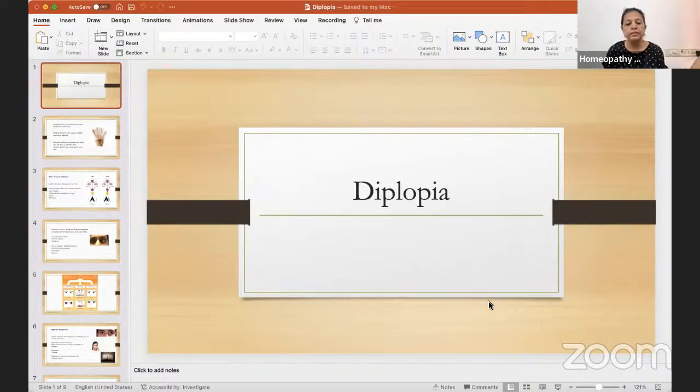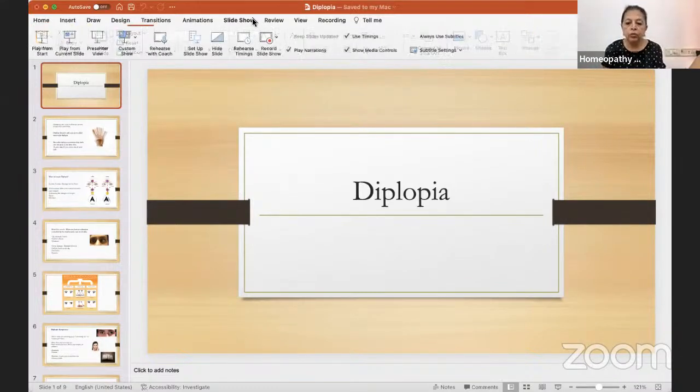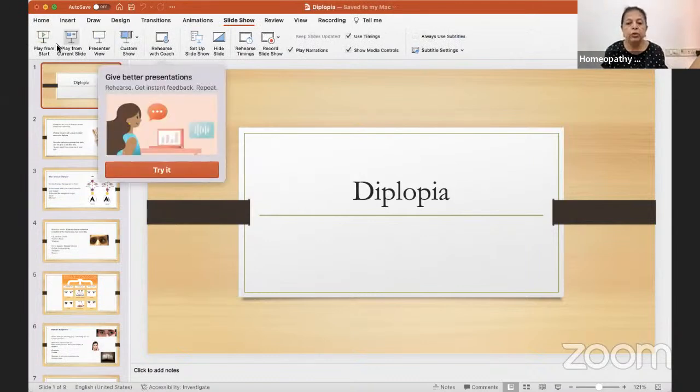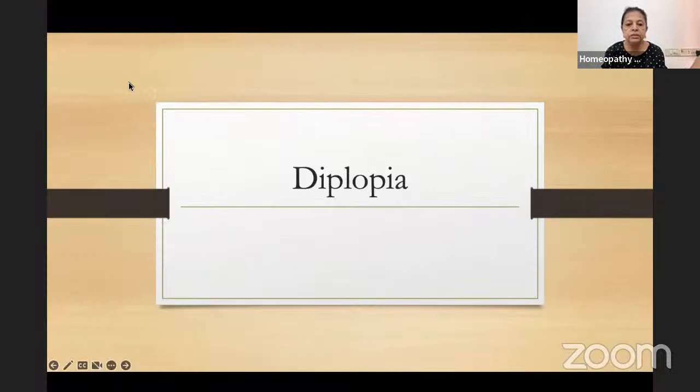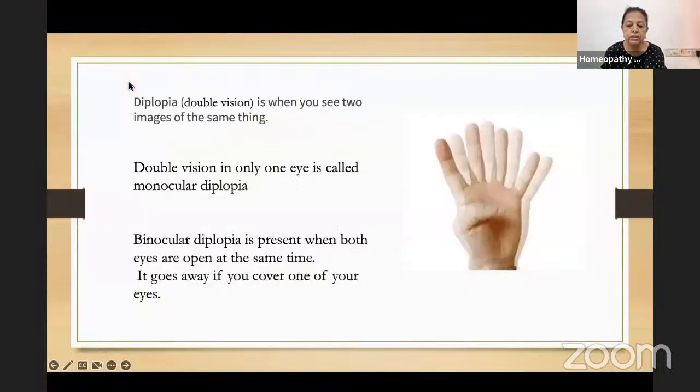So today's topic is diplopia. What is diplopia? Diplopia is a symptom of the patient saying that he's seeing double. Whatever he sees or focuses on is seen double. In this case, double vision can be of one eye or it may be of two eyes together.